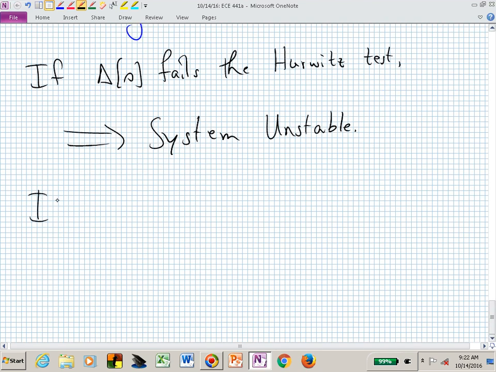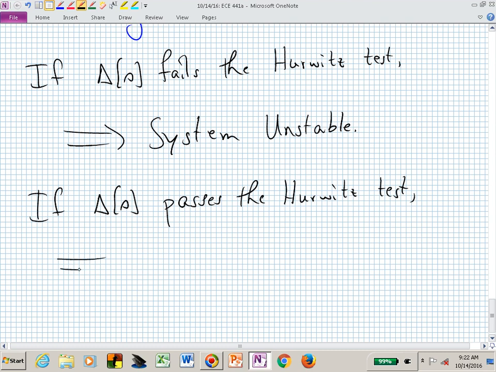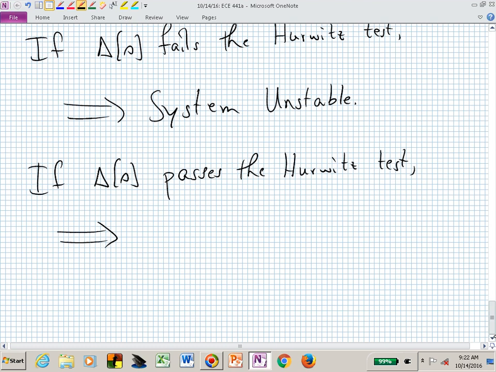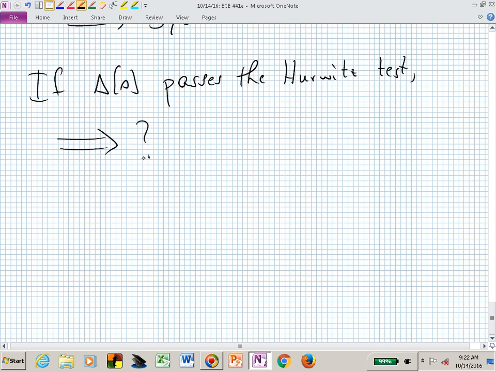However, if that polynomial delta of s passes the Hurwitz test, it's just like if you pass a test, that doesn't necessarily mean you're graduating, right? Ouch. Well, you might have to do more than just one test in that case. But here, if delta of s passes the Hurwitz test, then that really doesn't give us enough information. We need more information. So if you just pass one test, we need more information.